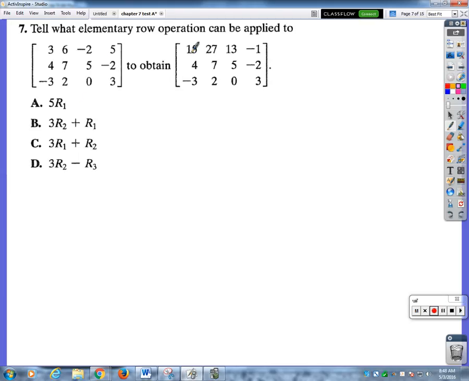3 times 5 is 15, so that would work, but 6 times 5 is not 27, so that's no good. How about if I took 3 times the second row and added it to the first one? Well, 3 times 4 is 12, plus 3 is 15. 3 times 7 is 21, plus 6 is 27, so this is looking promising. 3 times 5 is 15, minus 2 is 13, and 3 times negative 2 is negative 6, plus 5 is negative 1. So it appears that that's what they did.